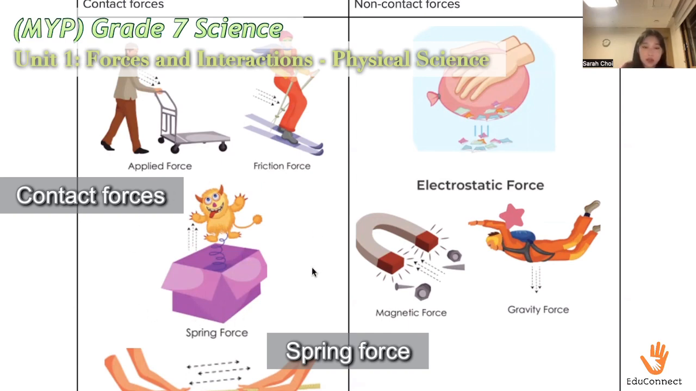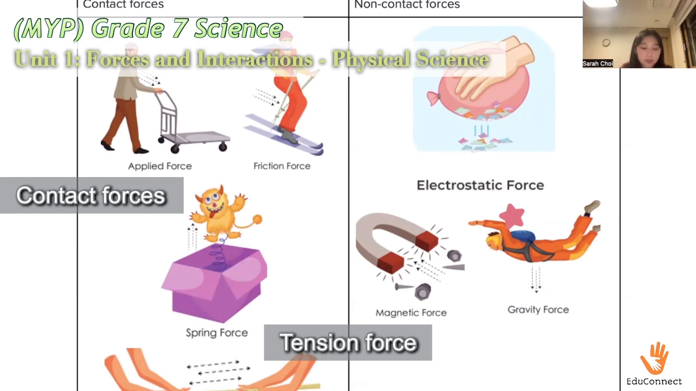So this jack-in-the-box would be an example of spring force. Finally, tension force. Tension force is the force transmitted through a string, rope, cable, or any material that can be somewhat of a connector between two forces that can be pulled at both ends. It is a contact force because it occurs when an object is in contact with a string or a rope.